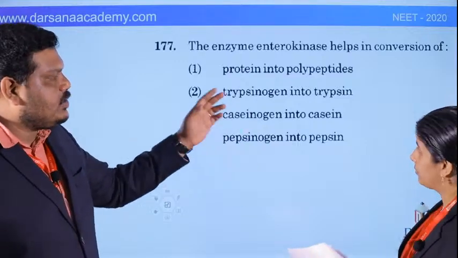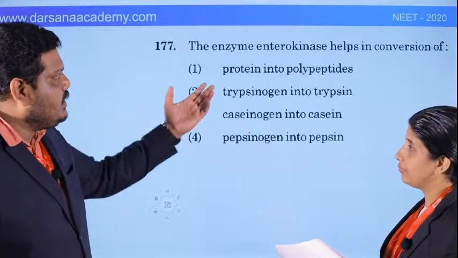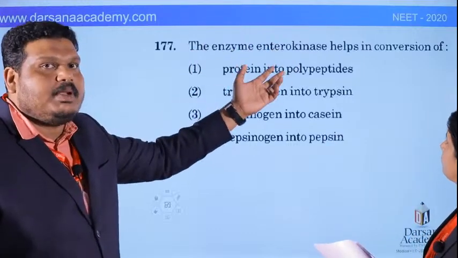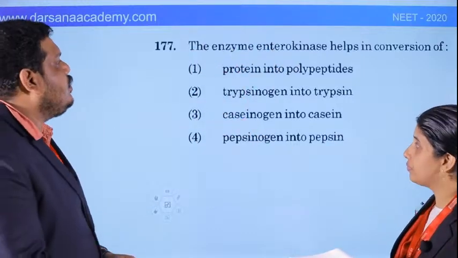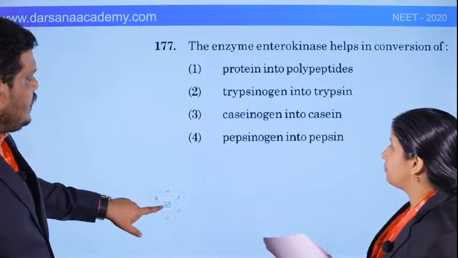Caseinogen to casein is also protein, and proteins function inside the stomach. So this question is exactly from enterokinase. Entero means intestine, so the answer should be trypsinogen to trypsin. Option number 2 is the answer. Move on to the next one.